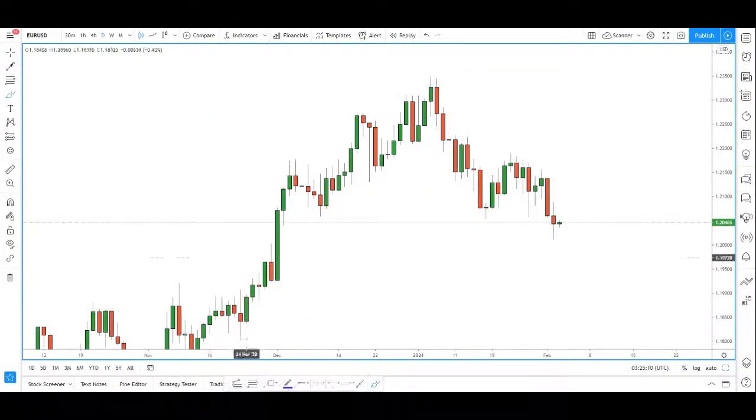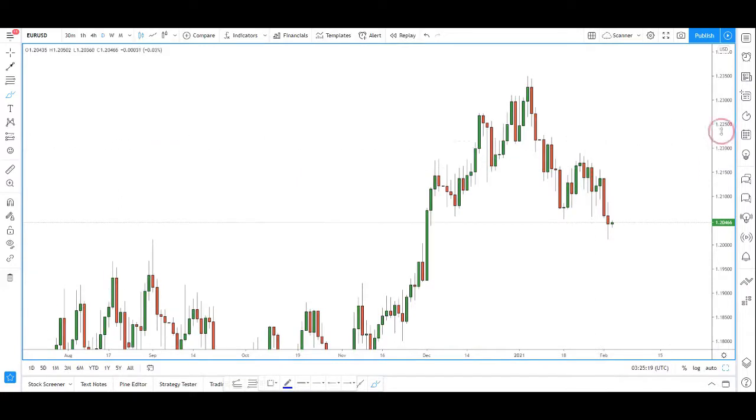And for today's trade of the day, I will be looking at the euro dollar. What we have here is the euro dollar on the daily. This is quite a clear reversal of a trend.